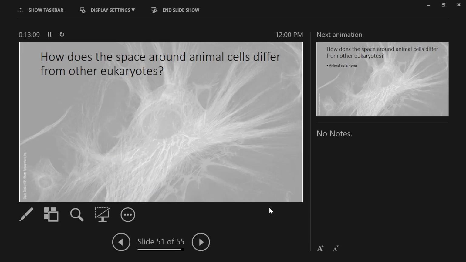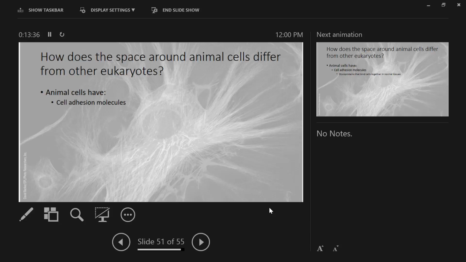I think this is the second to last question. It may actually be the last question: how does the space around animal cells differ from other eukaryotes? So now kind of taking a step back and saying, okay, well, let's look at the cell in context, right? What's going on around it? What's in the surrounding environment? So here are some of the materials that you find in animal cells that you don't find in other cells.